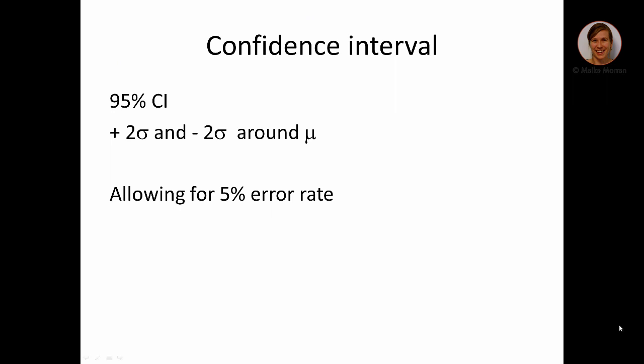A random sample means that each participant in the population has an equal chance of being selected in your sample. Now, based on this 5% error rate, you can be confident about 95% lying around mu.